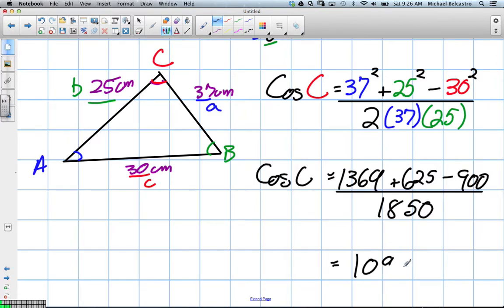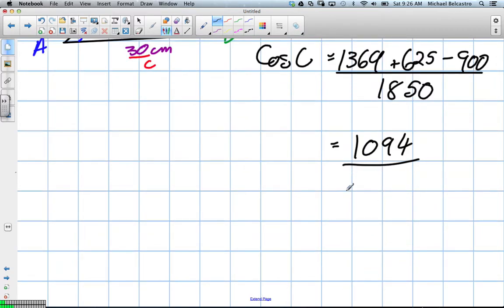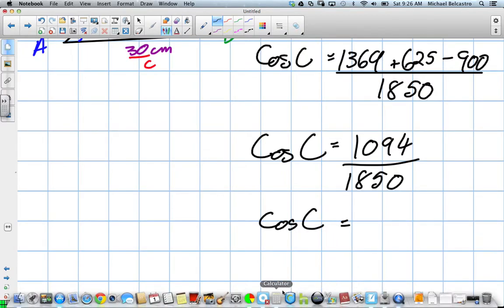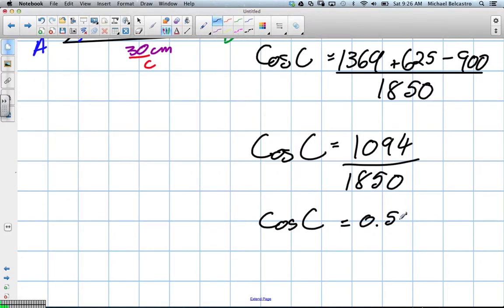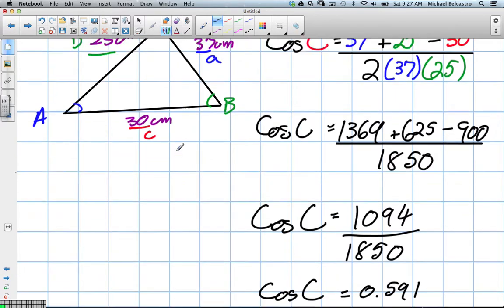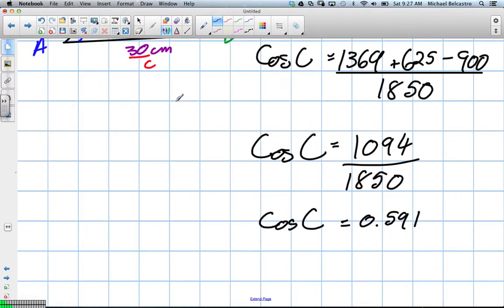So we get 1,094 divided by 1,850. Okay, so we'll need our calculator for that value, right? 0.591. Okay. Is that the answer? Is that what the angle is? 0.591. Does that make sense? No, well, actually, it's not as simple as that either. You're thinking of changing decimals to percentages. The real goal here is to actually get C by itself. So just type it in and invert it? That's right.